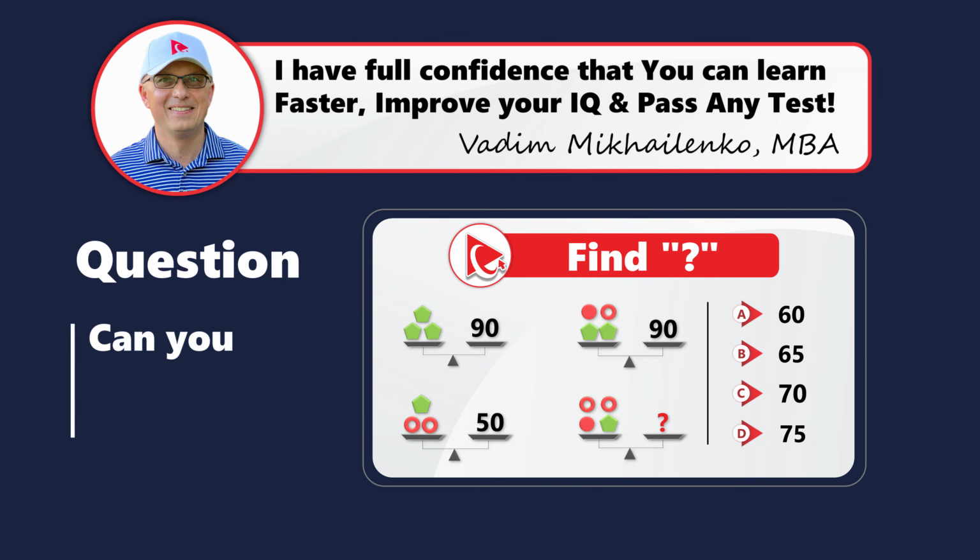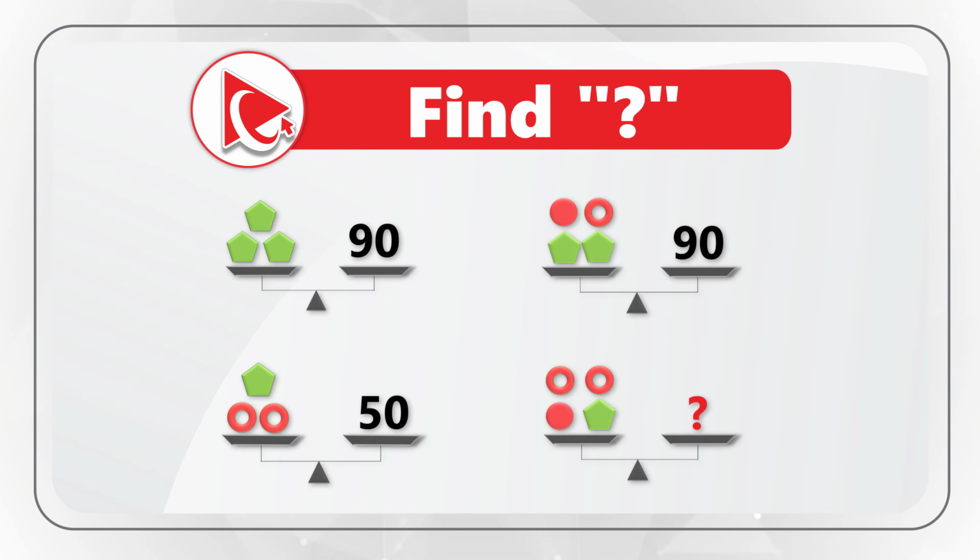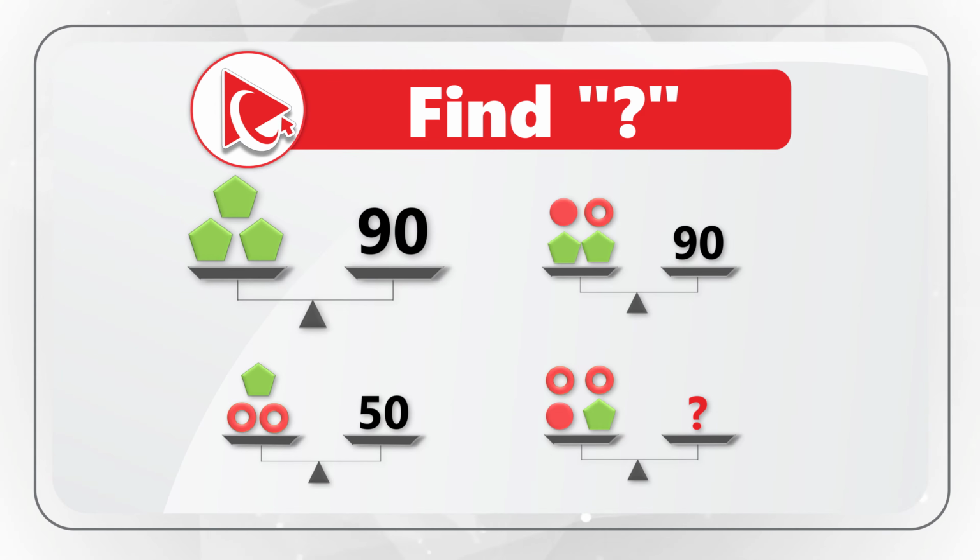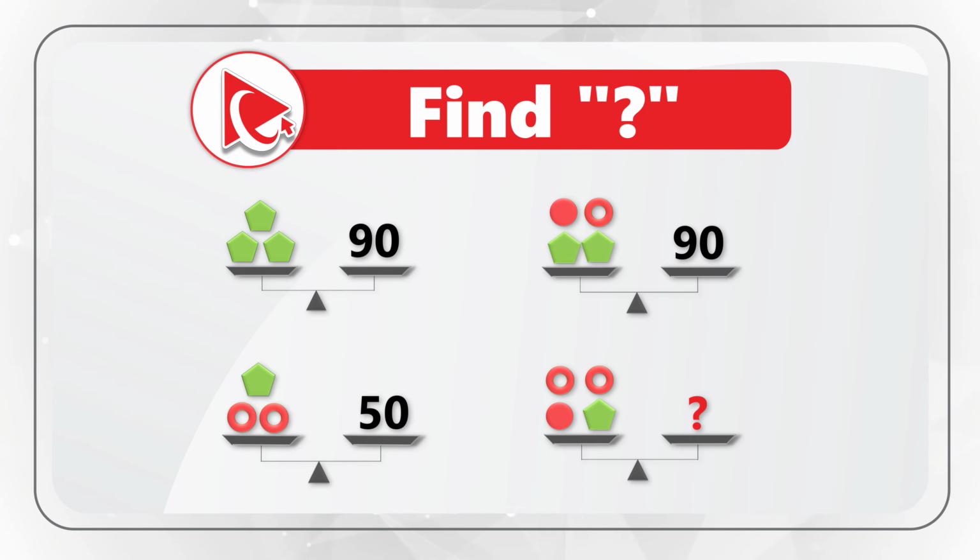Here's a puzzling question which you might find difficult to solve, but the solution is really simple. You're presented with 4 scales, and you need to calculate the missing number. First scale contains 3 pentagons on the left and number 90 on the right.